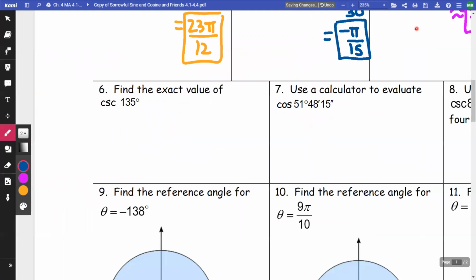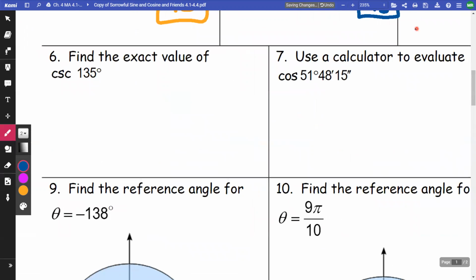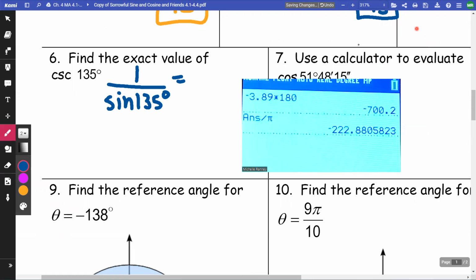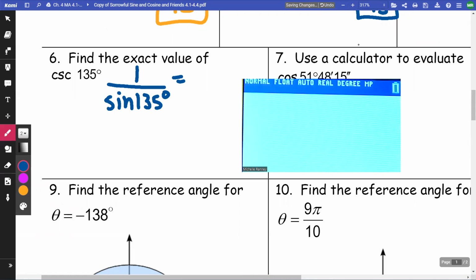On number 6, on these ones, we want to put these into our calculator. The reciprocal of cosecant is sine. So really, what I'm going to be typing into my calculator is 1 over the sine of 135 degrees. I need my calculator in degrees, and it is. So I'm going to do 1 over sine of 135 degrees, and I get about 1.414 as our answer.